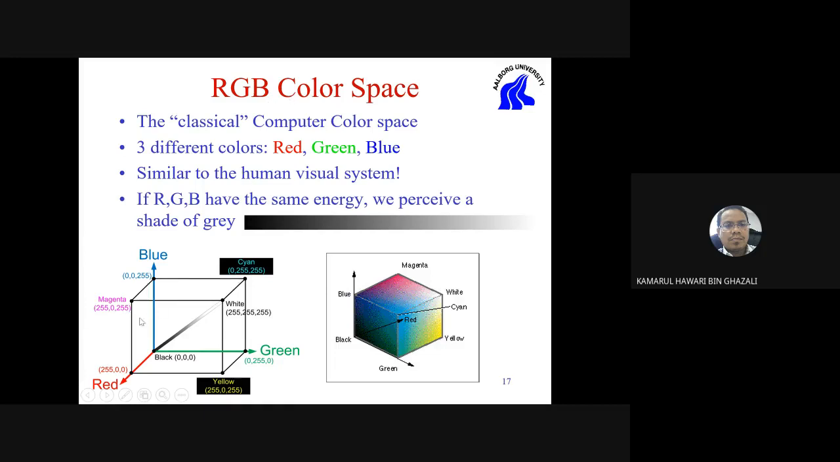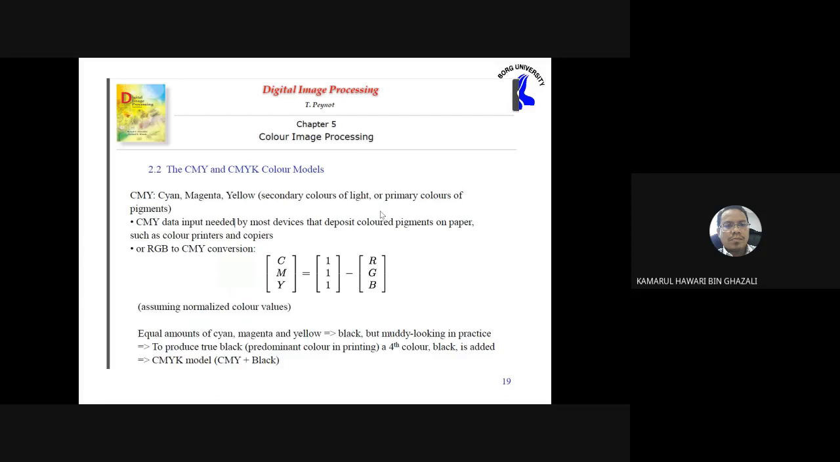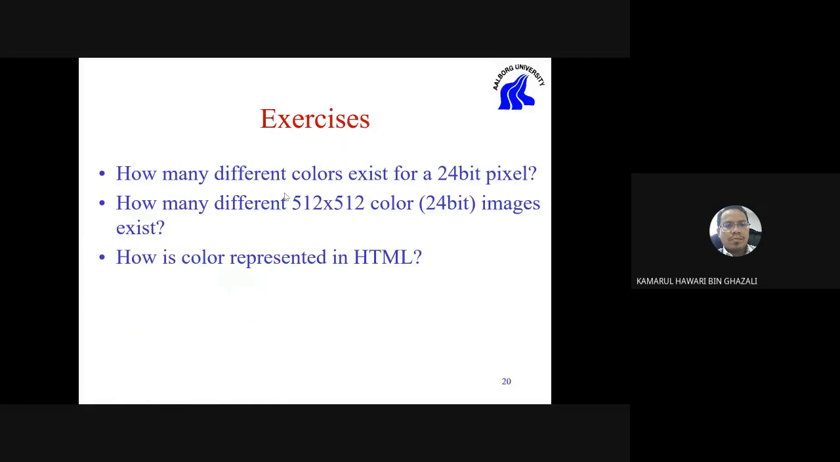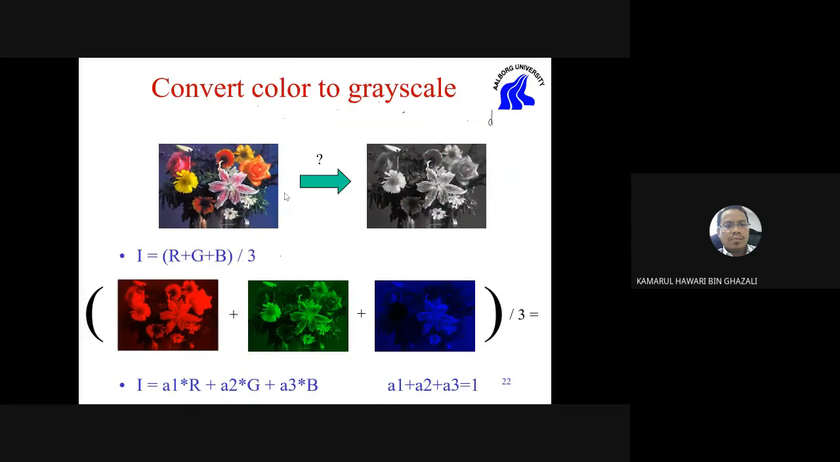So if you have this combination of R 255, G 0, B 0, then you get a certain color output. So this is the color space. You have R, you have G, you have B. When you combine these three, then you get the final pixel in the image. So we have also CMYK color models. Exercise: how many different colors exist for a 24-bit pixel? This is an example of RGB. The RGB can be converted from color to grayscale.